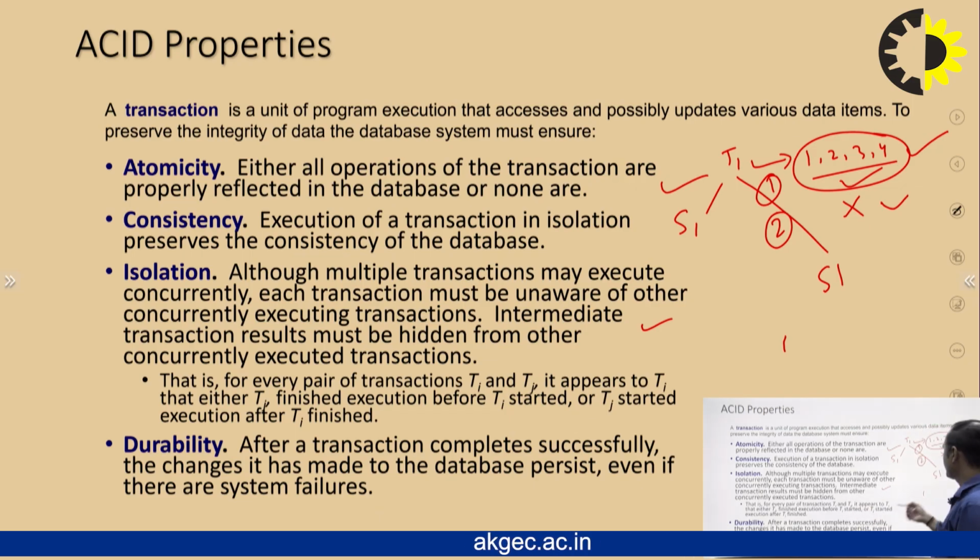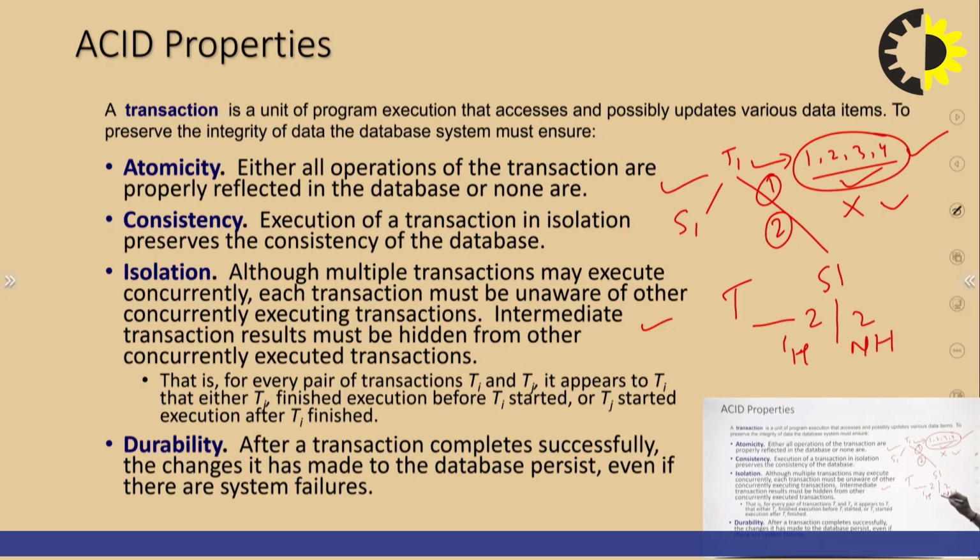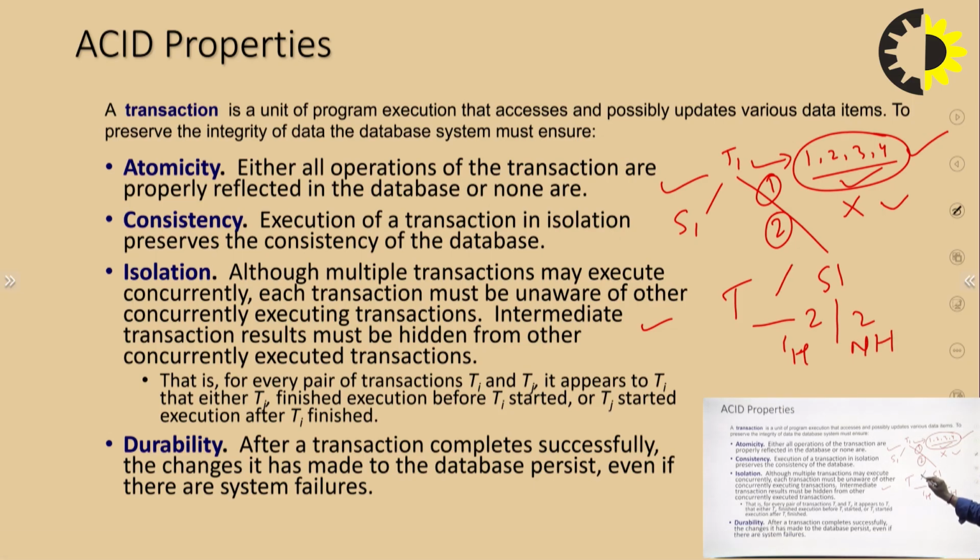Suppose we have a transaction T that holds two properties but does not hold the other two. This is not called a transaction. A transaction must hold all four properties. If it has all four properties, then we call it a transaction. Now let's discuss the third property, isolation.